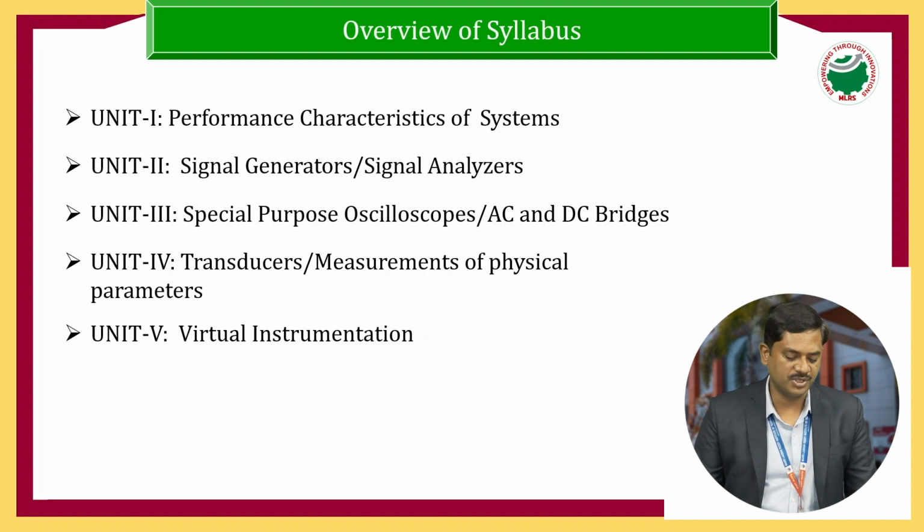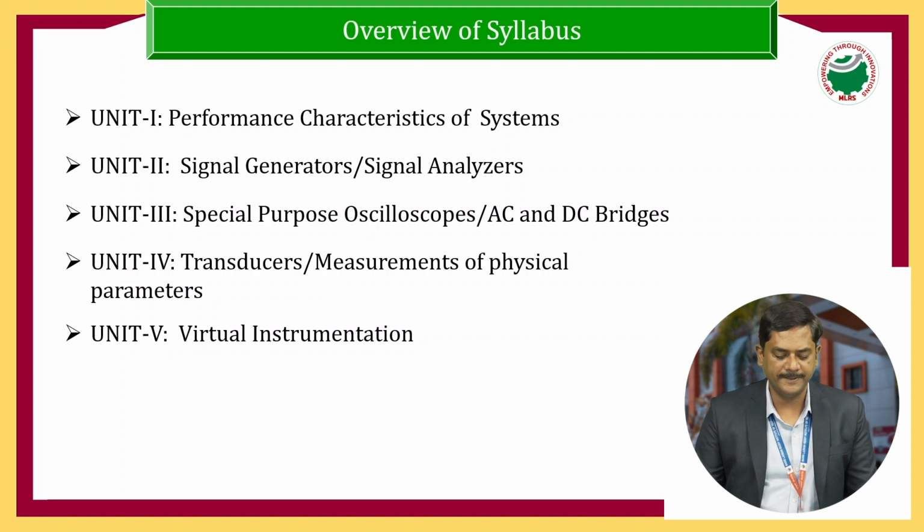In unit 1, we'll be dealing with various problems related to accuracy and precision. Coming to unit number 2, we'll see the different types of signal generators that are used to generate varieties of signals, such as sinusoidal signal, ramp signal, sawtooth signal, pulse signal, and rectangular signal, and also different types of signal analyzers such as AF analyzer, HF analyzer, and harmonic distortion analyzer.